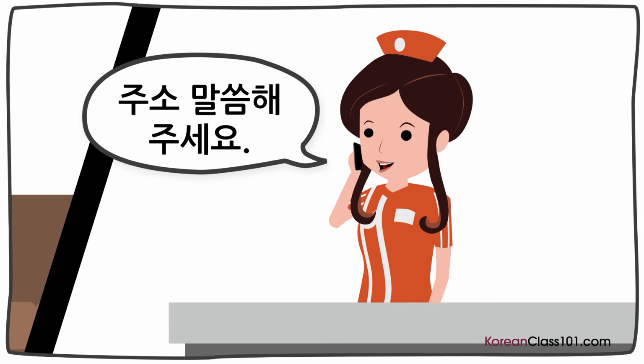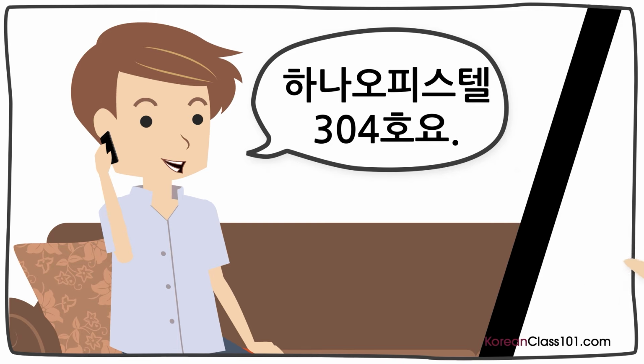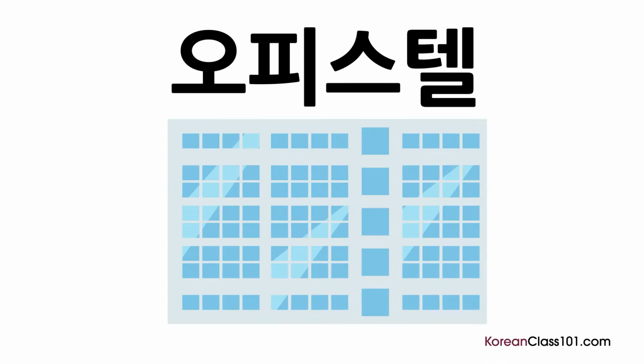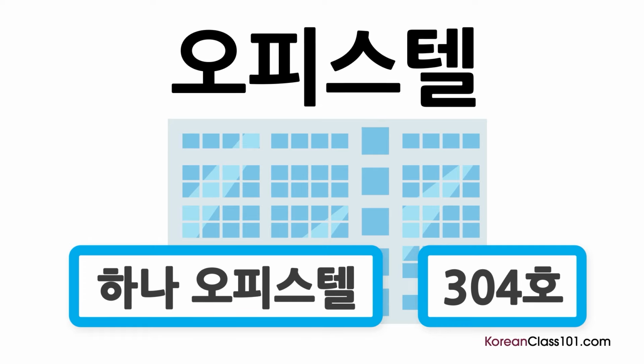When you give your address to the staff, you can start with the street address or the building's name as Mark did. 하나 오피스텔 304호요. Mark lives in Opistel, which is a popular type of accommodation in South Korea. He gives the name of the building, 하나 오피스텔, then says 304호, the room number. Make sure that when you give your room number, you say the counter 호 as in 304호. 호 is the counter for room numbers.